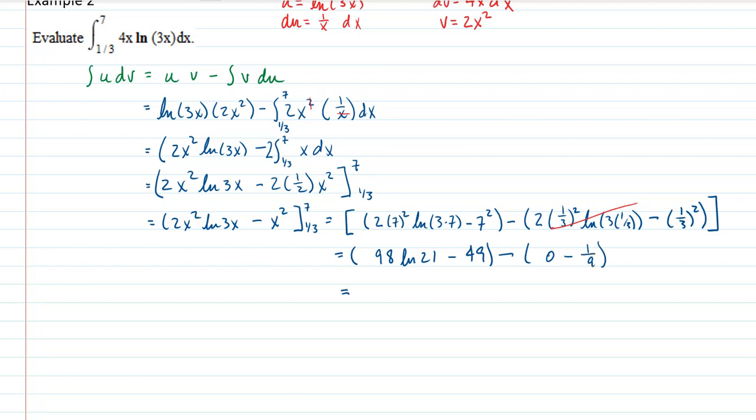So then that's going to give us 98 natural log 21 minus 49 plus 1/9. You can get a common denominator because you don't want to write this as a decimal. This ends up being 98 times the natural log of 21 minus 440 over 9. Or negative 49 plus 1/9 gives you 440 over 9. And that would be your final answer.